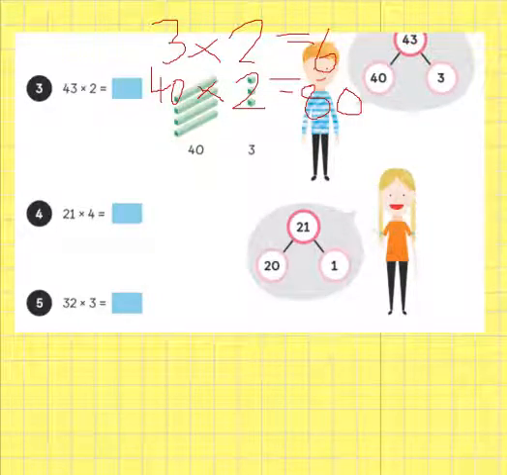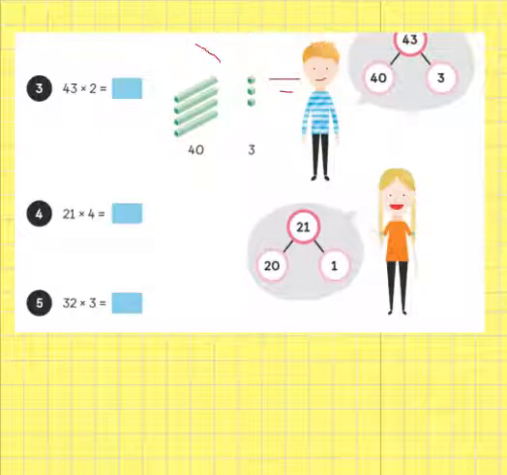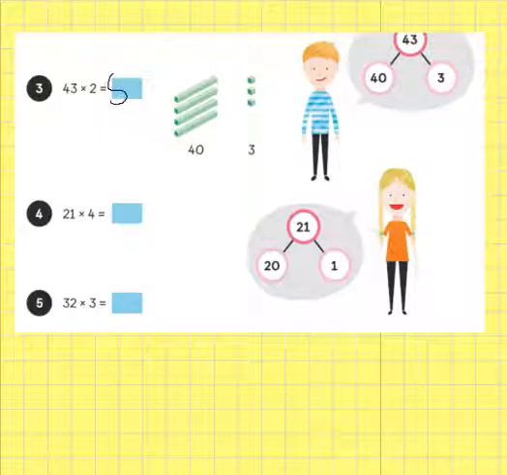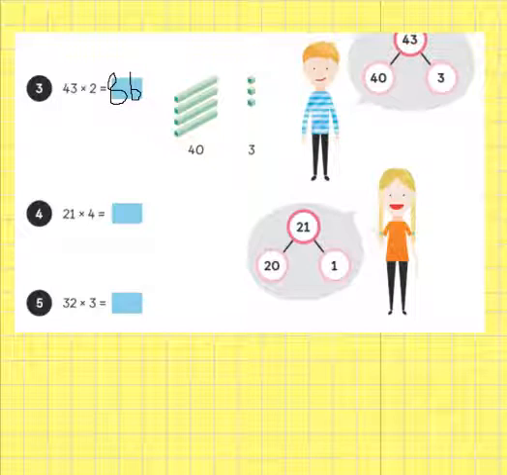And again, I could do 4 multiplied by 2, which is 8, and then multiply the answer by 10, which again would give me 80. I need to add these two numbers together, so it gives me an answer of, I'm just going to rub these out, it gives me an answer of 86. So then when I write 86 in, I know that that is the correct answer based on the calculations I've just done. Here, question 4, we've got 21 multiplied by 4.